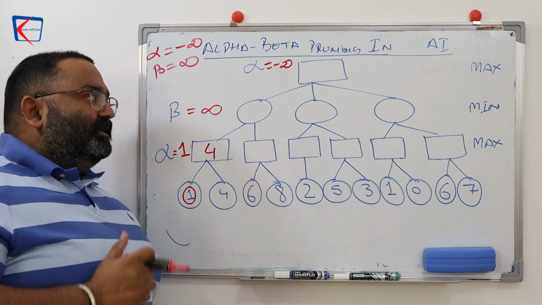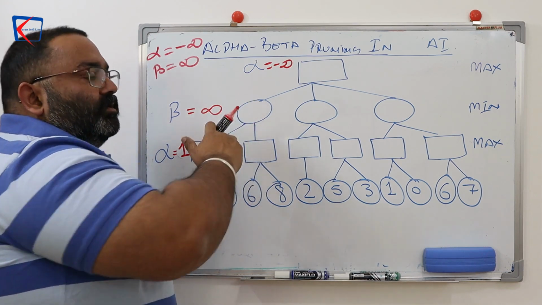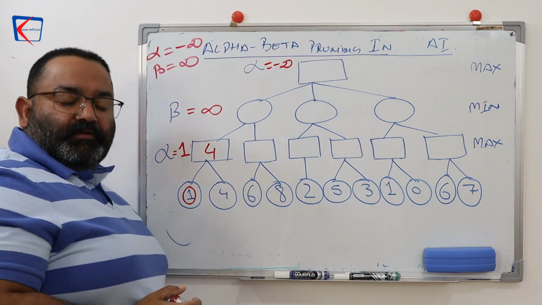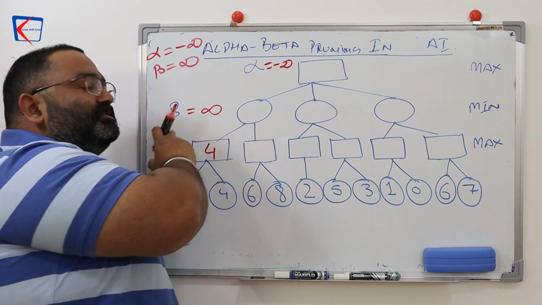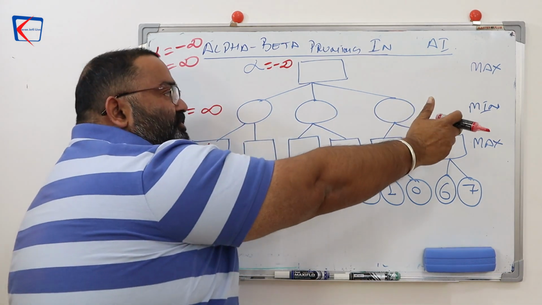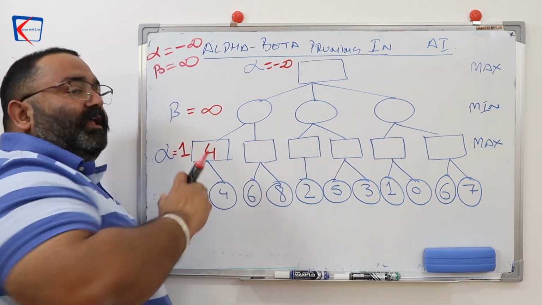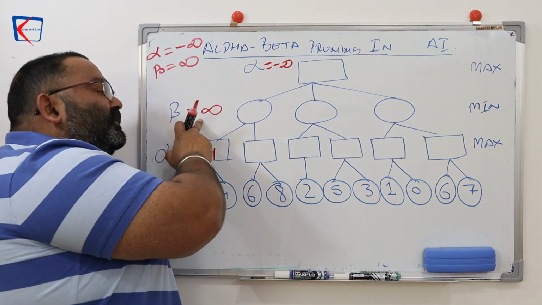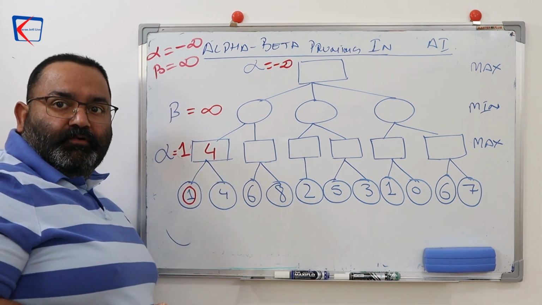I hope you understand it. Okay. So now this value will be propagated to the node above. But above, what will change? Beta will change. So what is the function of beta? Since this is the min level, any value which is smaller than the present value of beta will be replacing the value of beta.